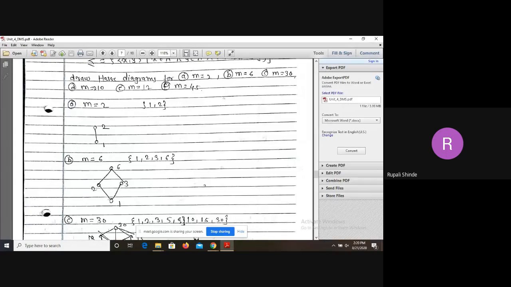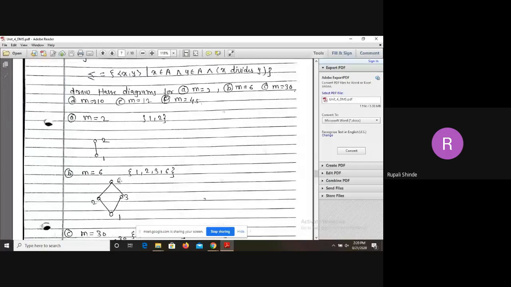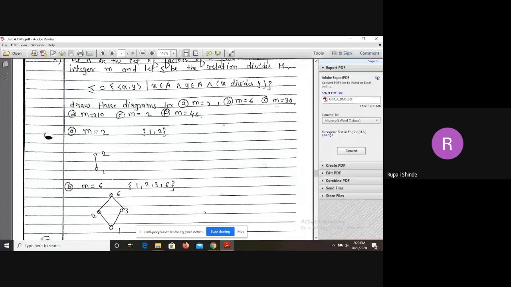Again 1 divides 3, so we have connected them by a direct line. And the next one is 6. Again 2 and 3 both divide 6, that's why we have drawn these 2 lines. So this is the Hasse diagram if the value for m is equal to 6. Likewise, the next one is where the value for m is 30.